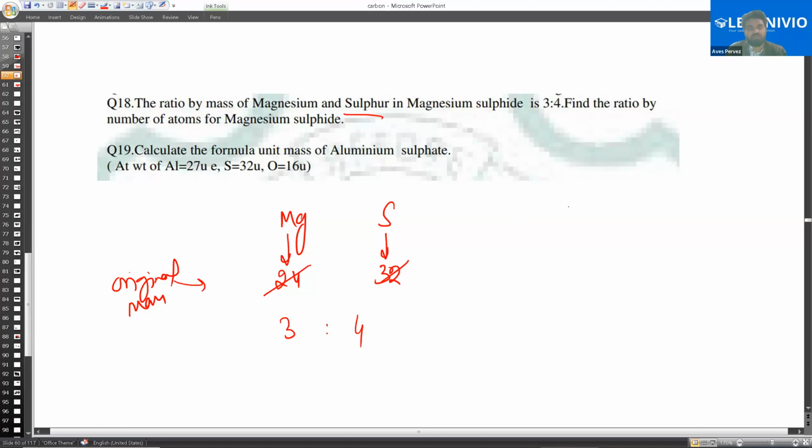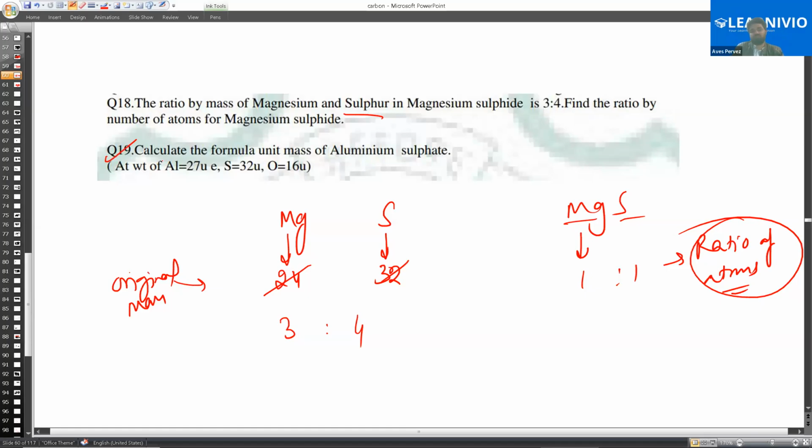Okay. Then what is the ratio of their atoms? It will be 1 is to 1. Simple. Because one magnesium and one sulfur, the ratio of atoms will be equal to 1 is to 1.